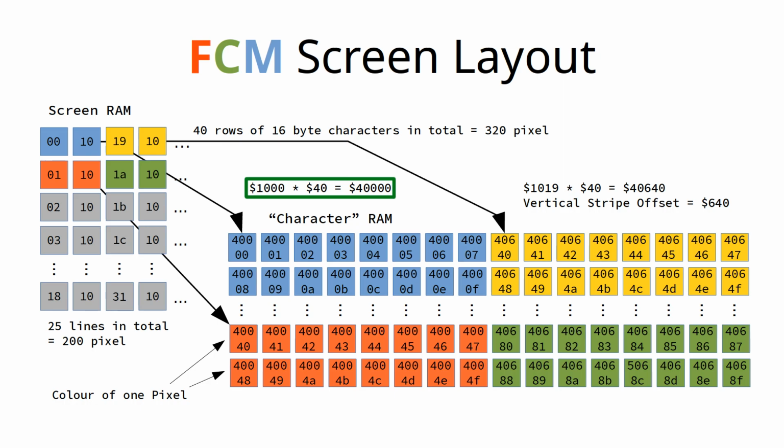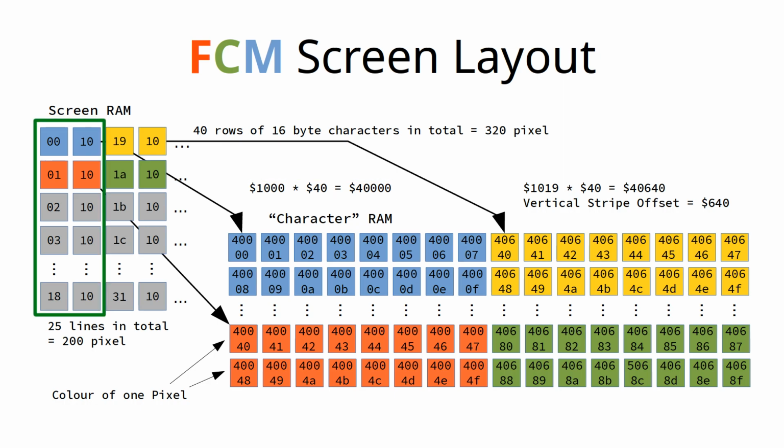Now we will fill the screen with those offsets, doing vertical stripes. So the first column of the screen goes 1000, 1001, 1002 down to 1018. Hex 18 is decimal 24, so 0 to 24 is 25 rows. The next column starts with 1019 and goes again downwards, filling the whole screen column by column with those values.